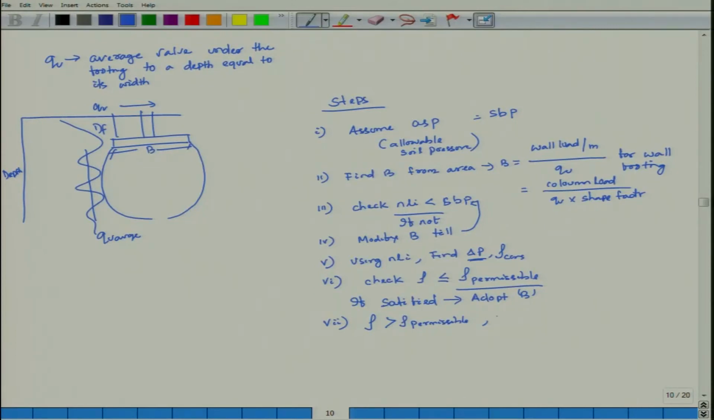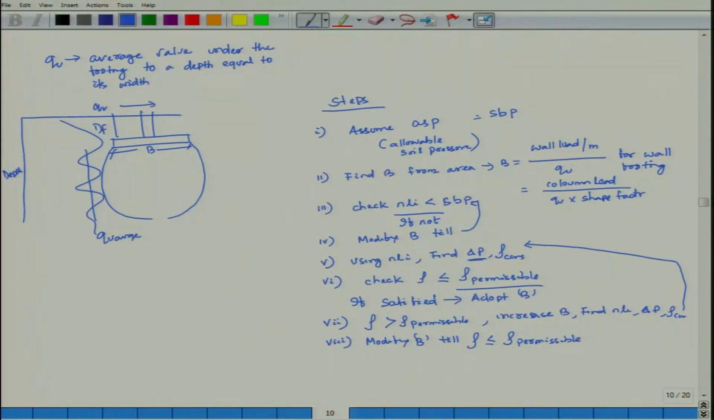Again, if I come back to here, if rho is greater than rho permissible, then increase B, find net load intensity, delta P and rho consolidation. It will go and repeat again from here. Then modify B till your rho is less than or equal to rho permissible.